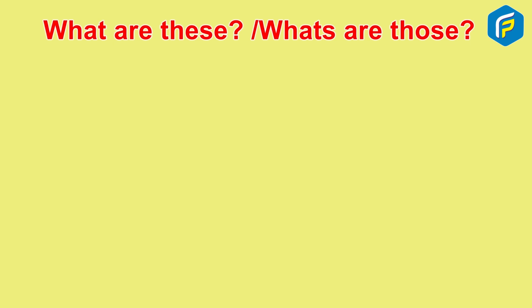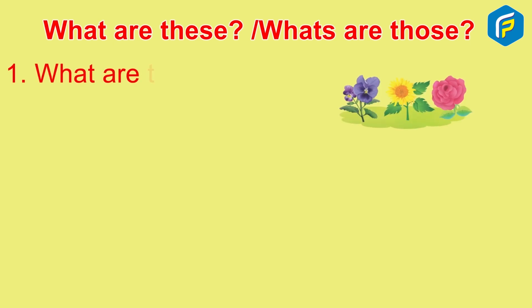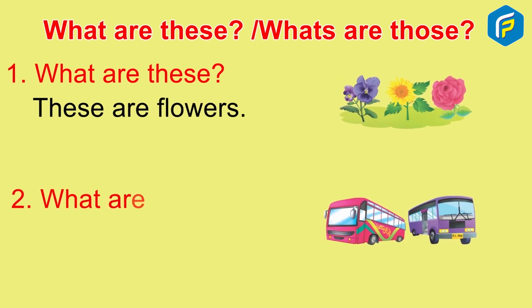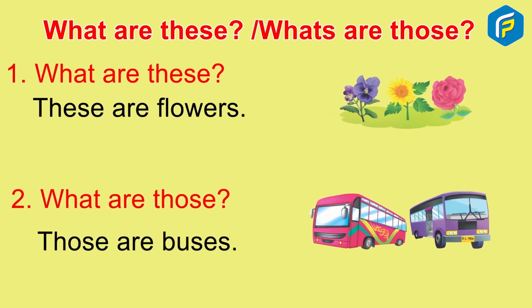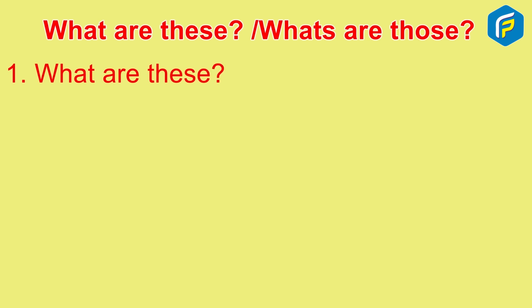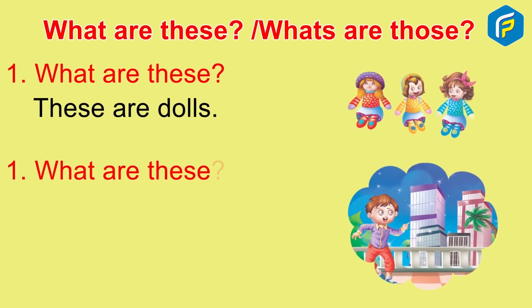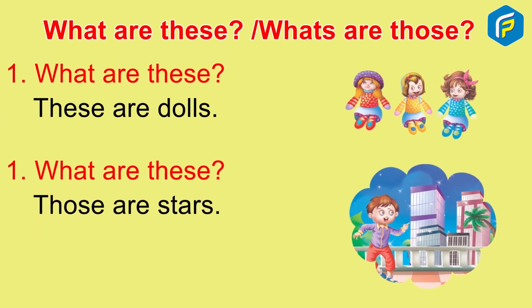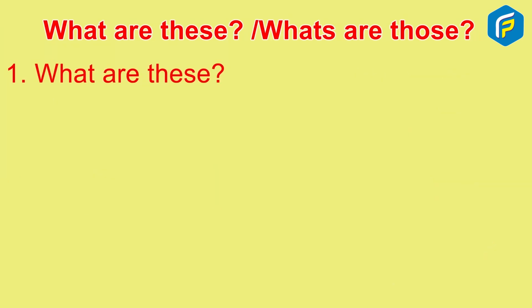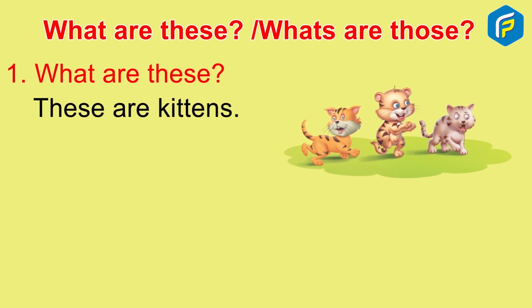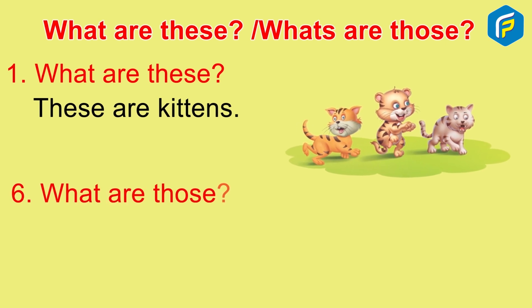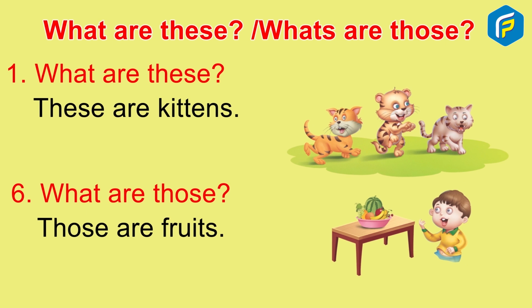What are these? What are those? What are these? These are flowers. What are those? Those are buses. What are these? These are dolls. What are those? Those are stars. What are these? These are kittens. What are those? Those are fruits.